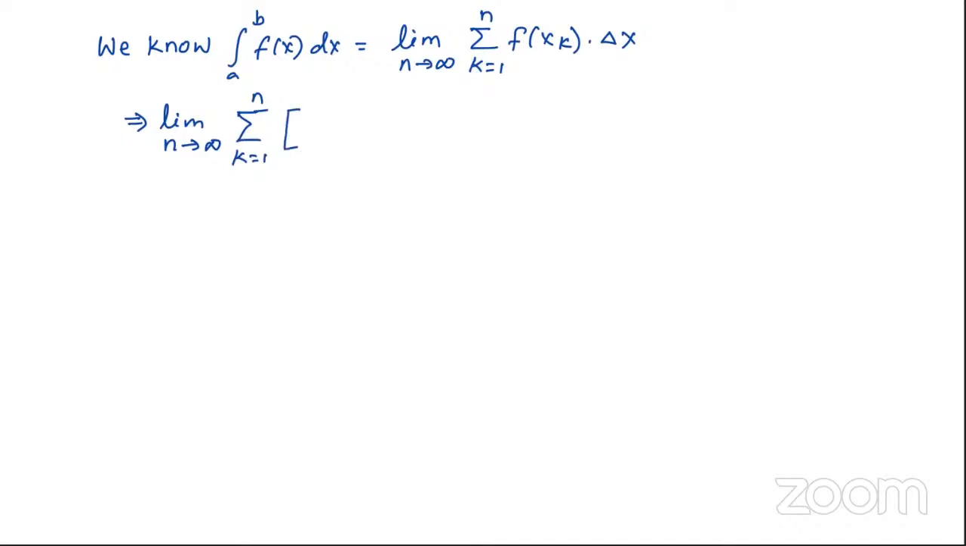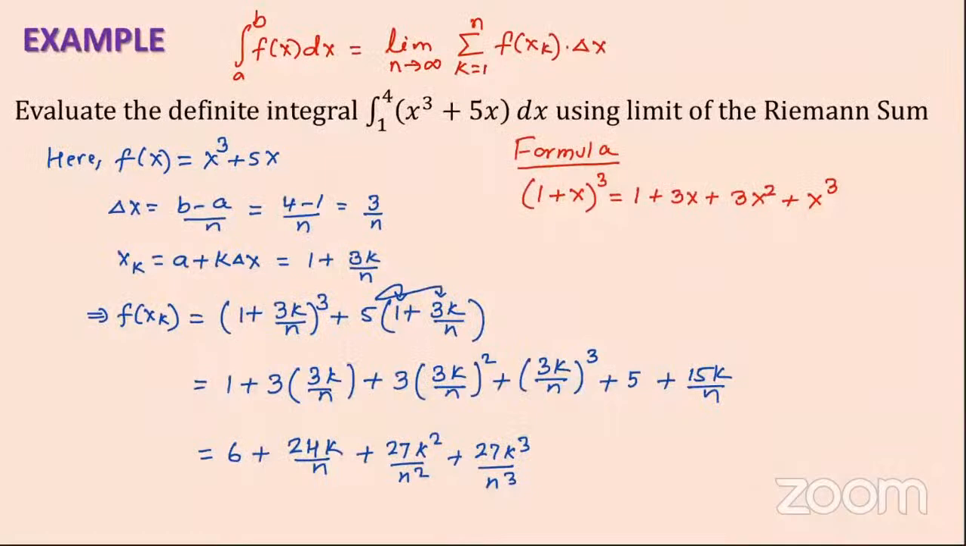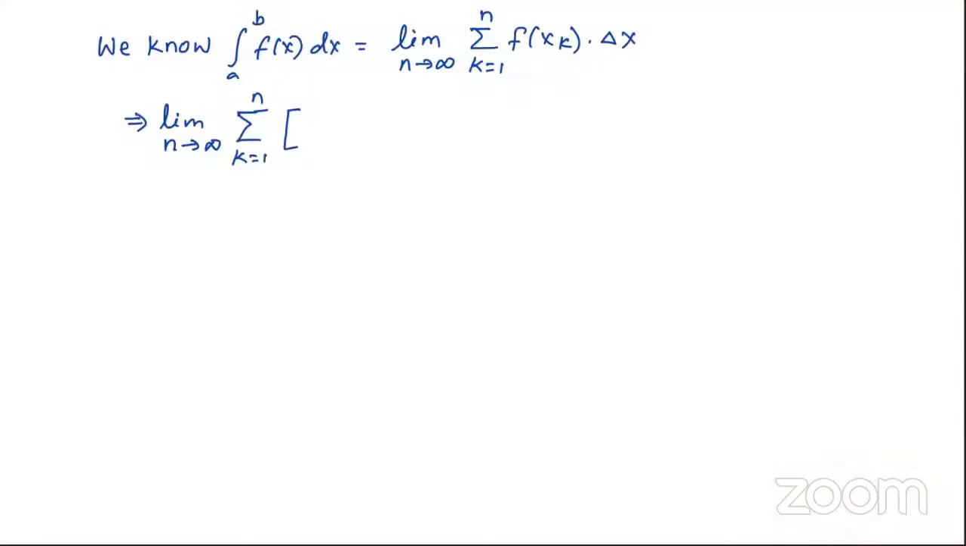So let's write down that f of xk. When I say f of xk, I'm talking about this one, right? Because we got that in the previous step. So we'll be able to use that. Okay. So let me bring that there. That is f of xk times delta x. F of xk should be multiplied with delta x. And what do we get as delta x in the previous slide? 3 over n. Okay. 3 over n.